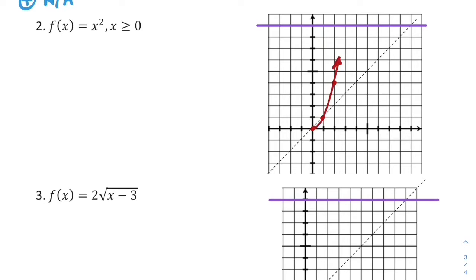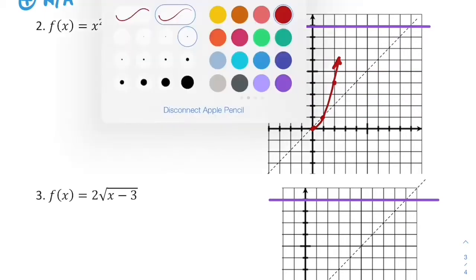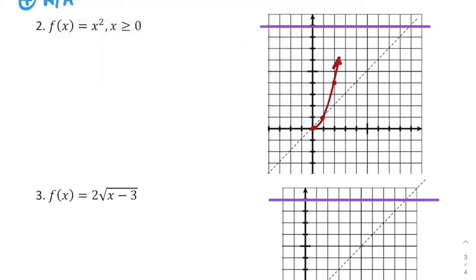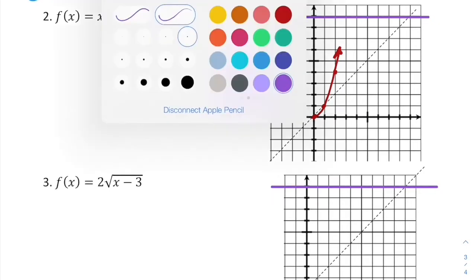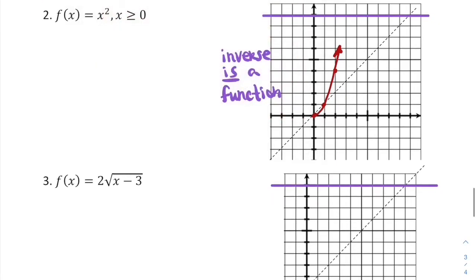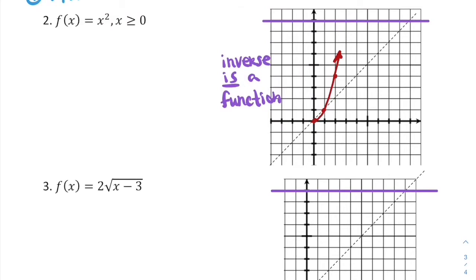Now we need to do our horizontal line test. And you're using your pen or pencil. I'm going to come up through here, and I don't see anywhere where I cross more than once, so I pass the horizontal line test, and that means that my inverse is a function. All right, so let's go ahead and find our inverse now. So I'm going to go through the same steps.